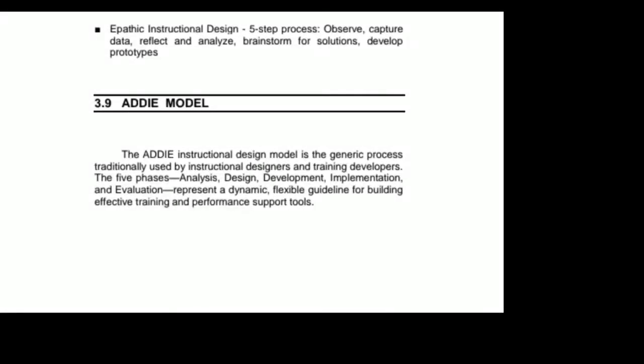Empathetic instructional design, a five-step process: observe, capture data, reflect and analyze, brainstorm for solutions, develop prototypes. ADDIE model. The ADDIE instructional design model is the generic process traditionally used by instructional designers and training developers. The five phases, analysis, design, development, implementation and evaluation, represent a dynamic, flexible guideline for building effective training and performance support tools.